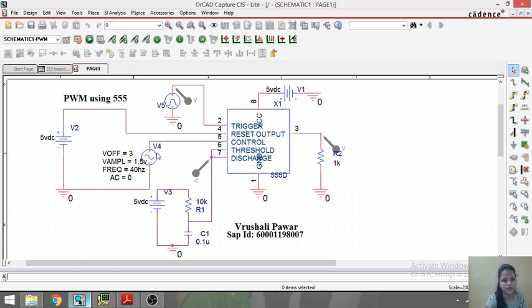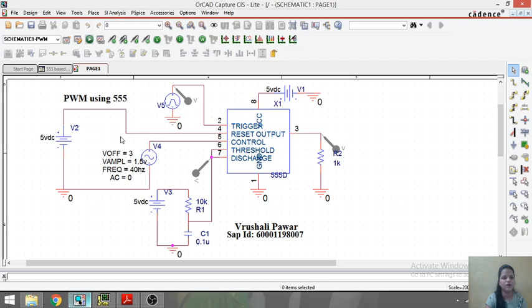That we are giving the control, that is the modulating signal, that is V of is 3, V amplitude is 1.5 volt, frequency is 40 hertz, AC is 0 to that pin. Next, the threshold and the discharge pin we are shorting and giving them the RC network, that is R is 10K and C is 0.1 microfarad.